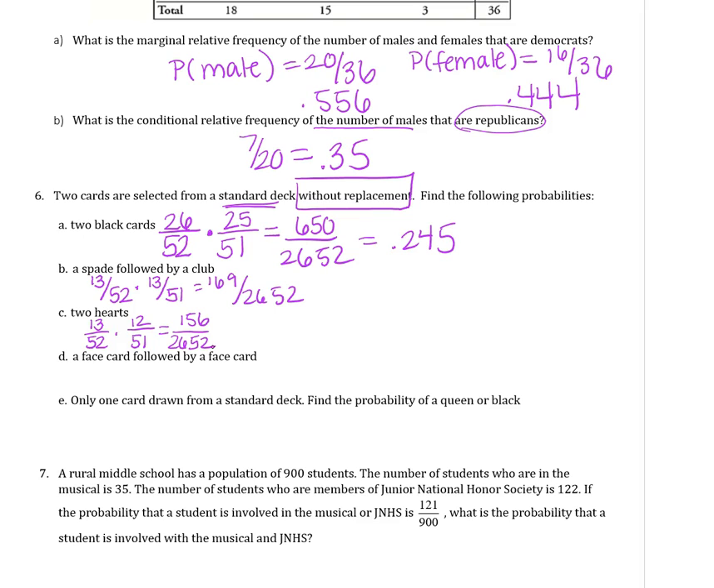A face card followed by another face card. Okay, so if you have a look at your deck, you have 3 face cards per suit. So that's Jack, Queen, King. And you have 4 suits. That means you have 12 total face cards. 12 out of 52. But if you pull a face card out and don't put it back, you're now pulling from 11 face cards out of a total of now 51 cards. So 132 over 2652.